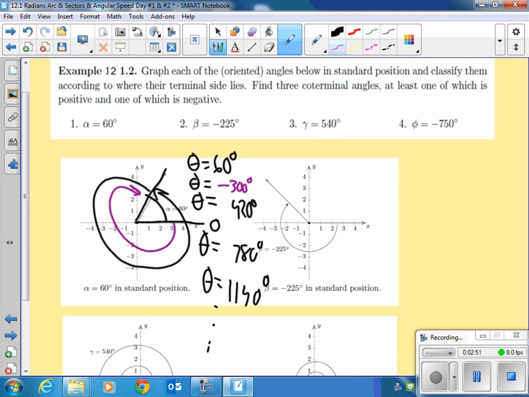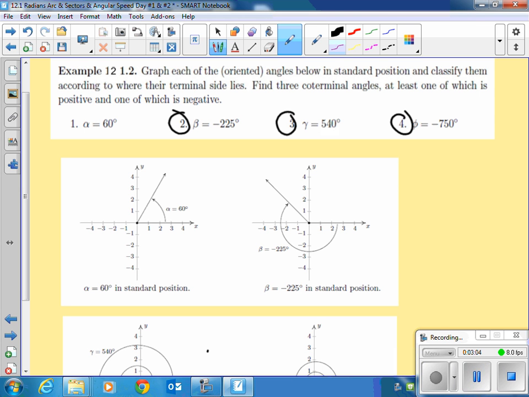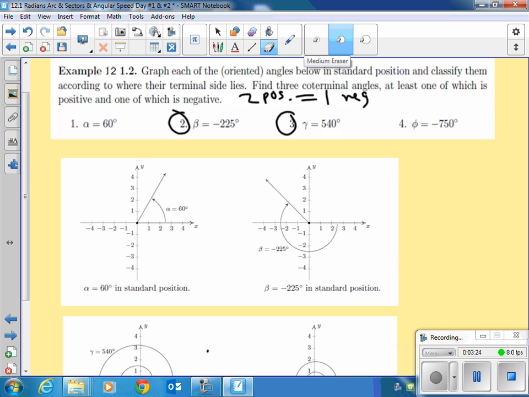Okay? So here's what I would like you to do. Take these numbers here and find three other coterminal angles, where two of them have to be positive and one of them has to be negative. See if you can do that. Let's just do 2 and 3. We'll just do these 2. So you're going to find 3, 2 positive, 1 negative.